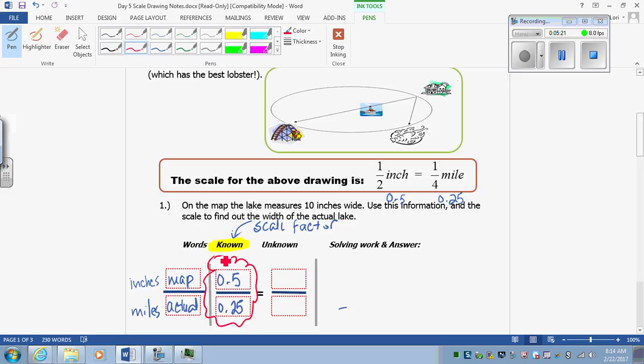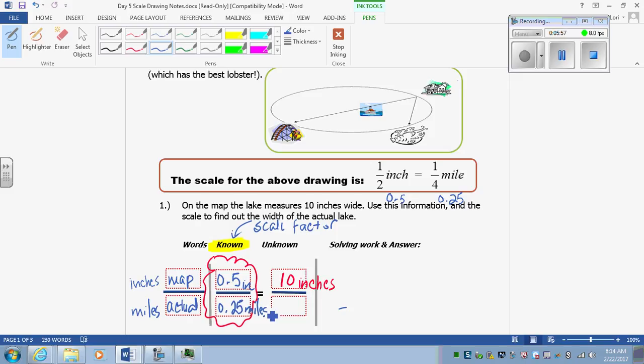Now, it says, use this information and the scale to find out the width of the actual lake. They're saying that on the map, the lake is 10 inches wide. So where are we going to put our 10? Numerator or denominator? That's right, we're going to put it up here in the numerator because that's measured in inches. So we have 10 inches. We have inches to miles. It's always a good idea to put units in your proportion. That way it makes it easier when you're filling the proportion in.